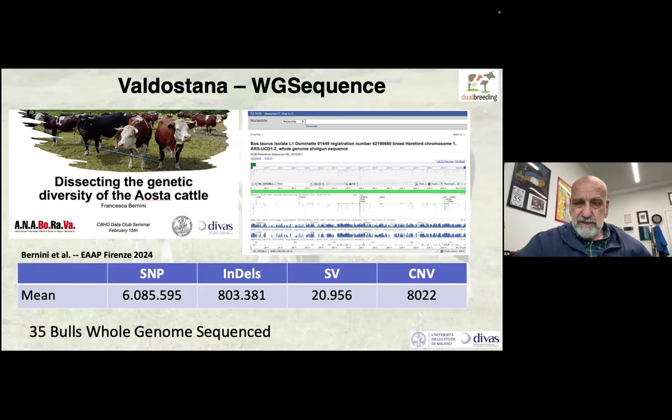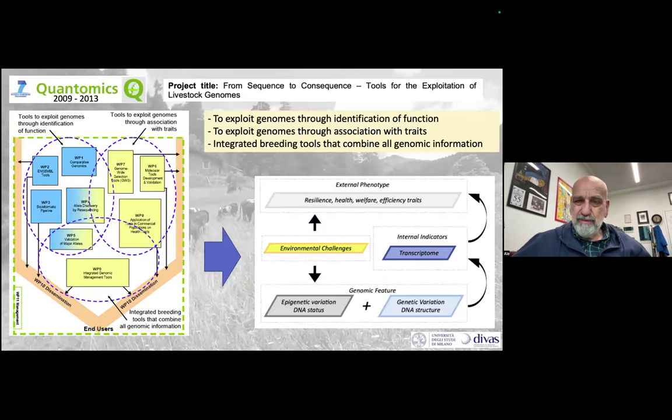And here we can discuss for a long time. Where this comes from, Cedric, you remember this project very well. This project changed my vision of research a lot, because it brought together the bioinformatics side. That was an idea of Chris Worthington, the bioinformatics, and Chris Haley, also from Roslin. It had three pillars: tools to exploit genomes through identification of function, tools to exploit genomes through association with traits, and then integrated breeding tools to combine all genomic information. That was a very interesting project.